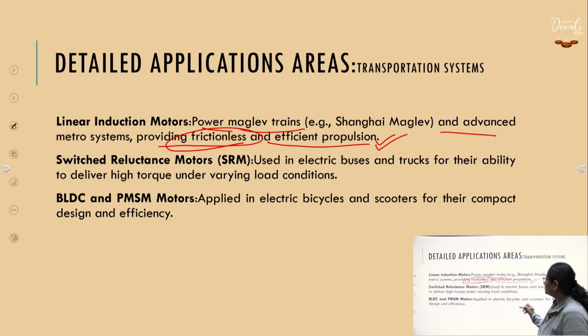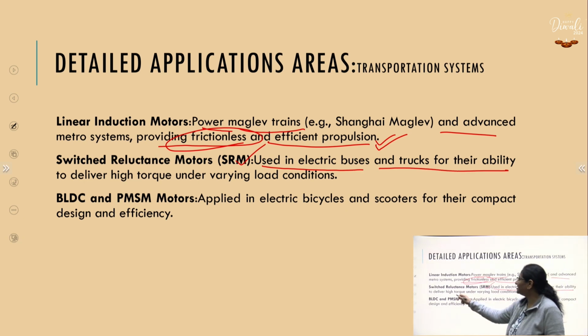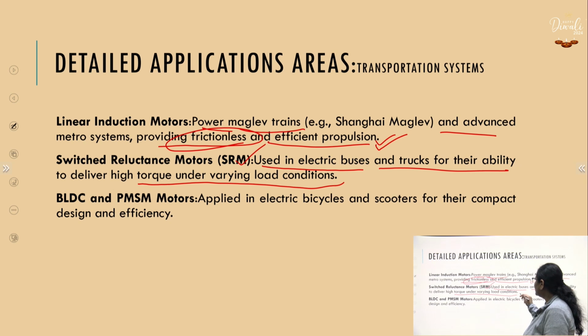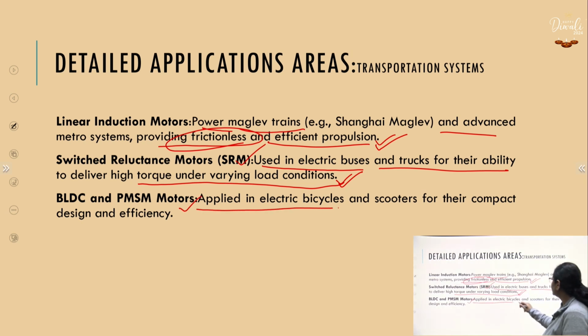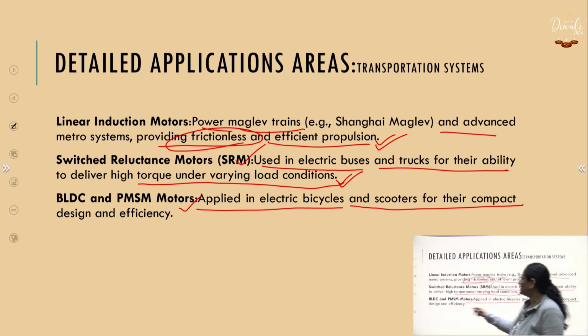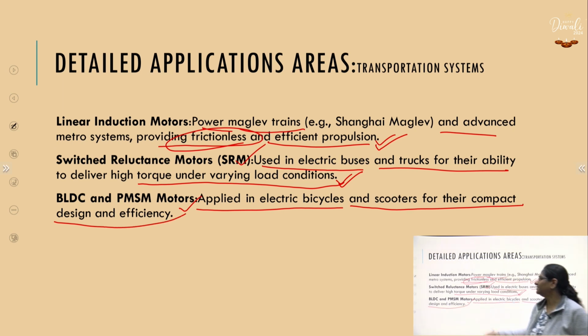Then in transportation systems, SRMs are used in electric buses and trucks for their ability to deliver high torque under varying load conditions, and the advantage with SRMs is they do not employ permanent magnets. Then we are having BLDC and PMSM motors. They are applied in electric bicycles and scooters, basically electric two-wheelers, for their compact design and higher efficiency.